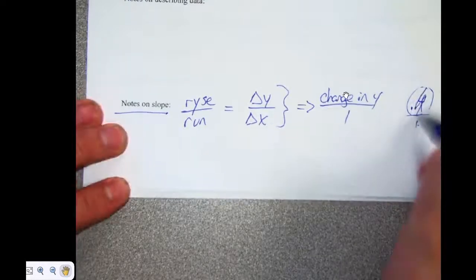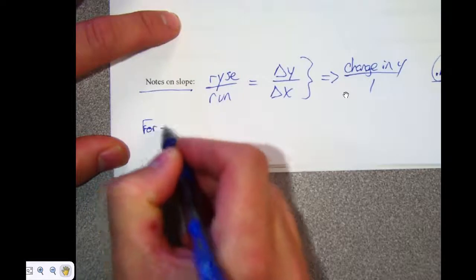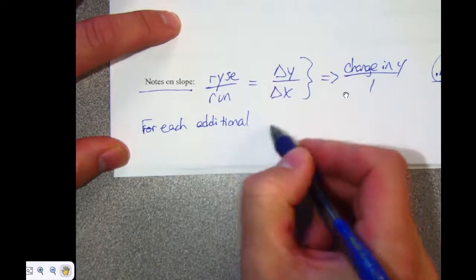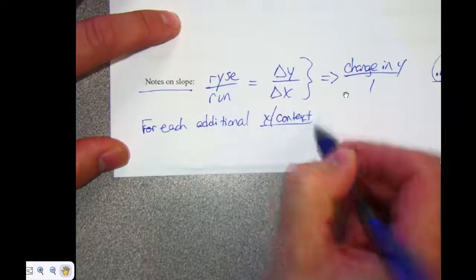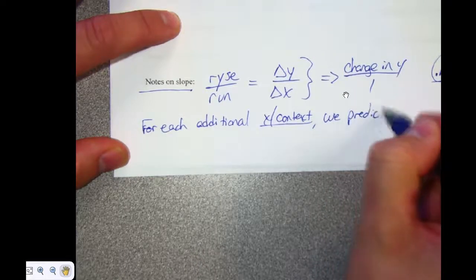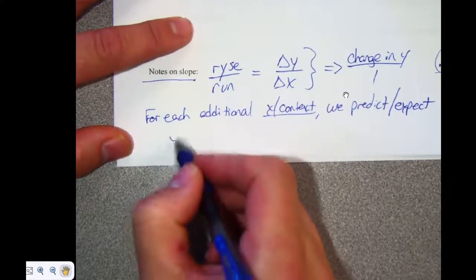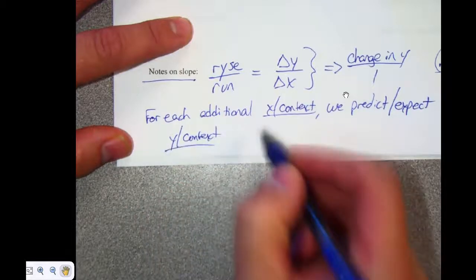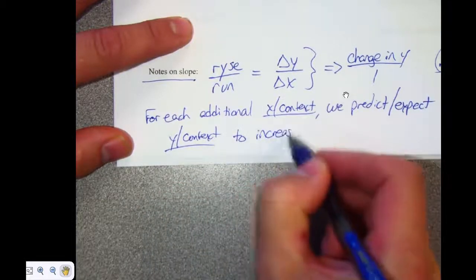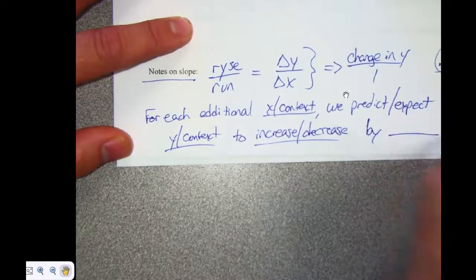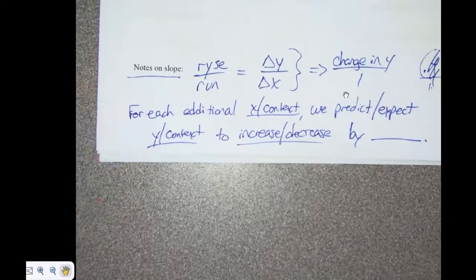So the phrasing that you want to use here is you want to say for each additional, and then you put the x value in context. We predict or we expect the y value in context to increase or decrease by whatever. We got a lot of things going on here. There's a lot of things there. It's not as bad as it seems.